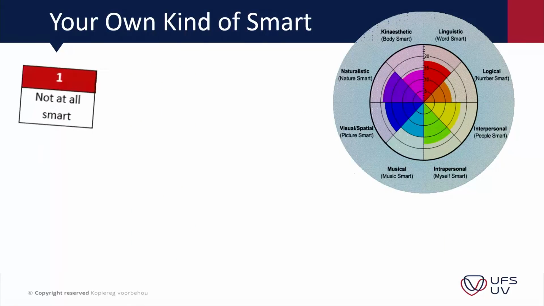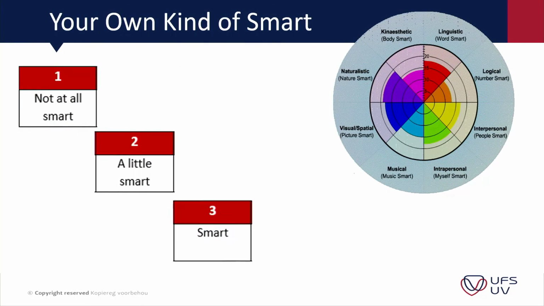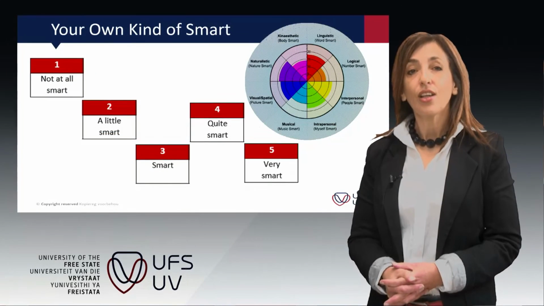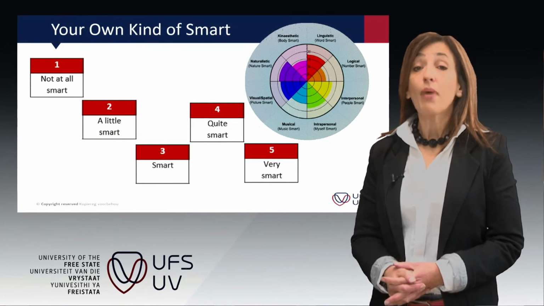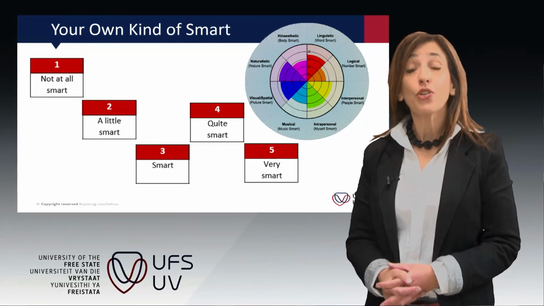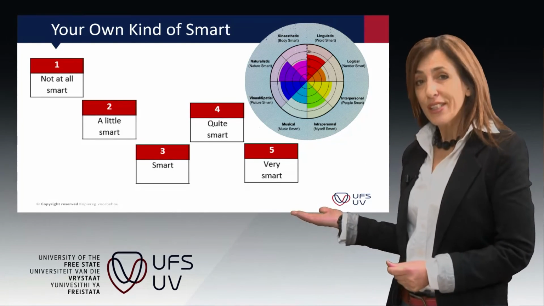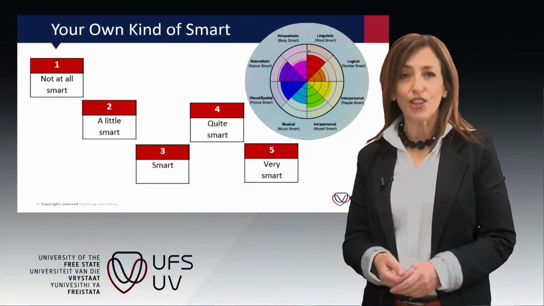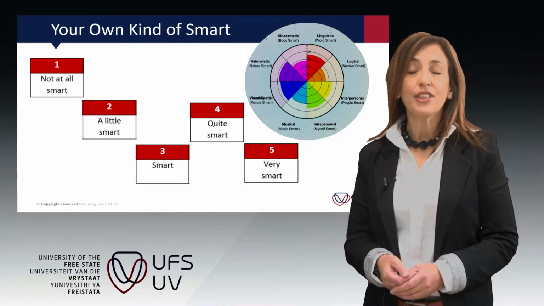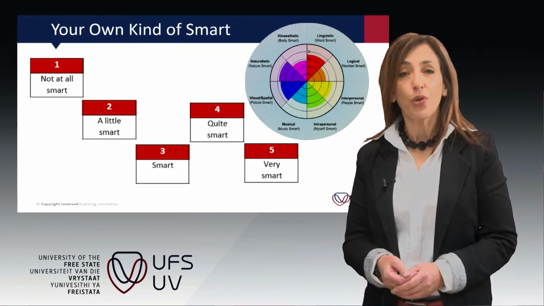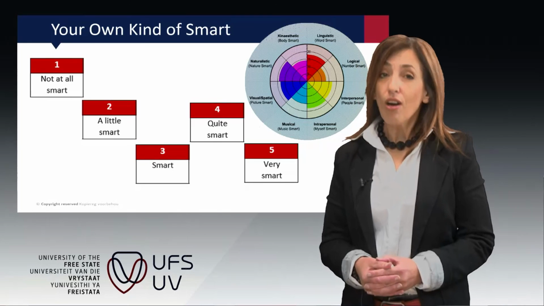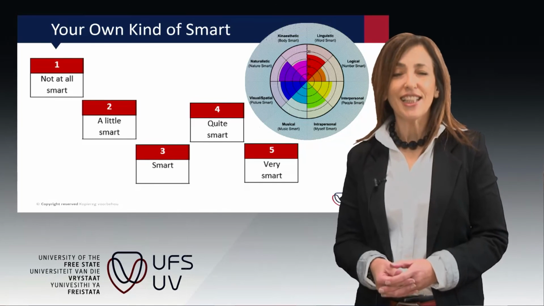When you think about your own learning experiences, you will know that you are smarter in some intelligences and less smart in others. For your practice activity, compile your own profile by reflecting on your own kind of smart. Use this rating scale to evaluate how smart you are in each intelligence. This reflective activity simply gives you a sense of your own profile. If you want to compile a detailed profile, there are various multiple intelligence tests online.